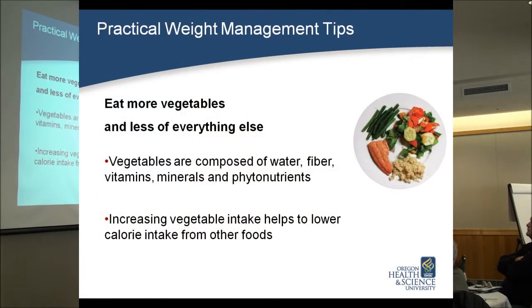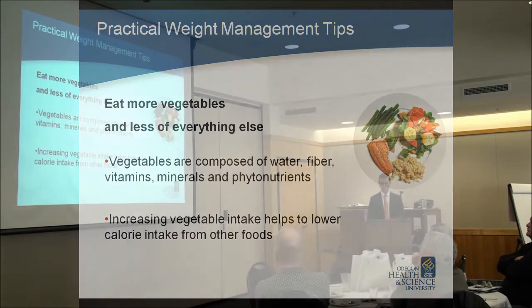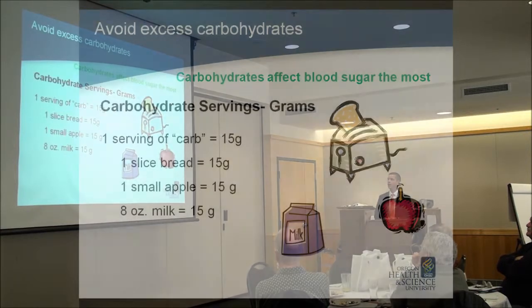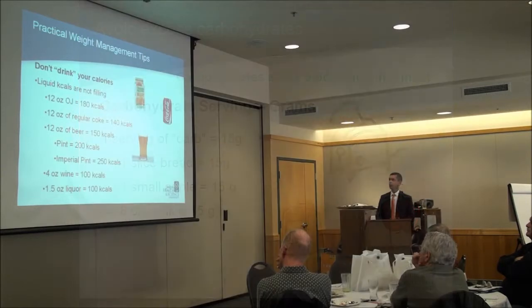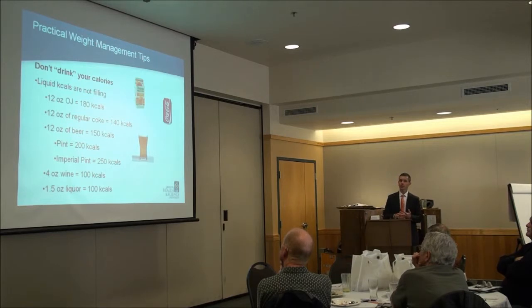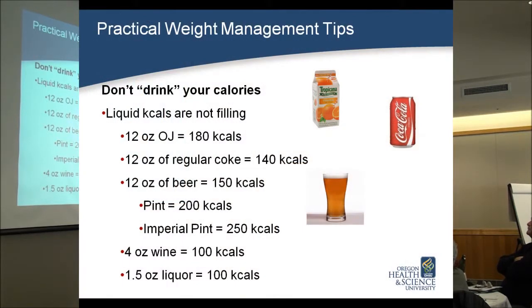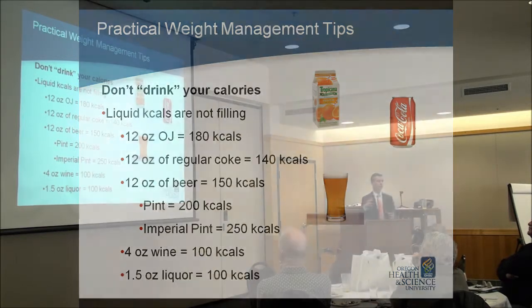So eat more vegetables and less of everything else. There's fiber in all that stuff. It keeps it in the gut, helps clear it out better, slower glucose and carbohydrate absorption, things like that that are beneficial. Some information about carbohydrates for your patients if they have diabetes. Where do calories come from that are easy to get? They come from juices and sodas and beers and other high caloric dense liquids.